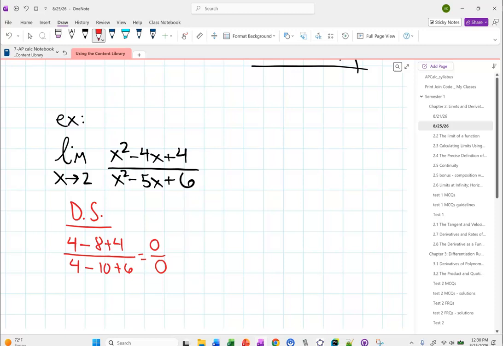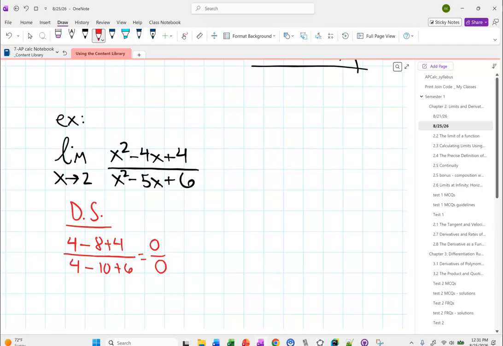I get 0 over 0. What has this told me? It's an indeterminate form. All this tells me is I can't do this problem as currently written via direct substitution. Okay, that's all I've figured out.